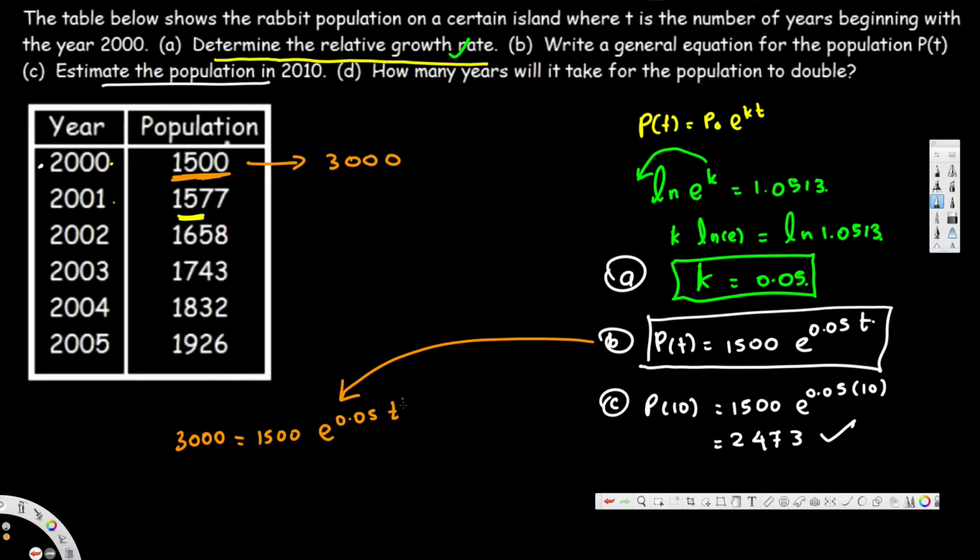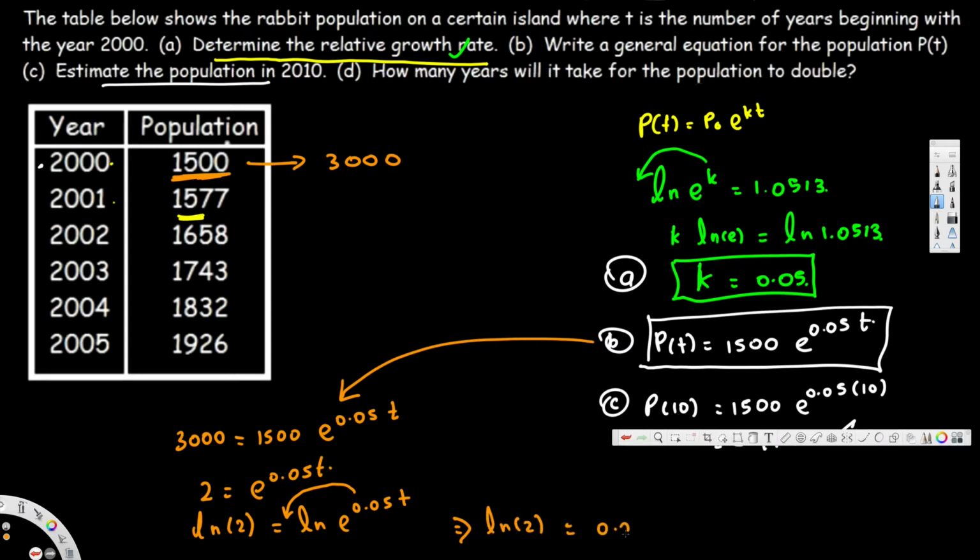Here t is the question. If I divide 3000 by 1500, that's going to be just 2. So 2 is equal to e power 0.05t. We just have to take ln of both sides. Ln of 2 is equal to ln of e power 0.05t. As we saw before, we can move this power to the front. In that way, we will get ln of 2 is equal to 0.05t times ln of e. Ln of e is equal to 1, so this is going to remain.